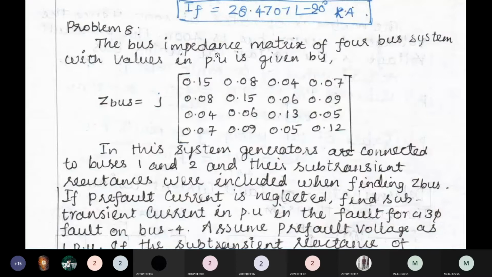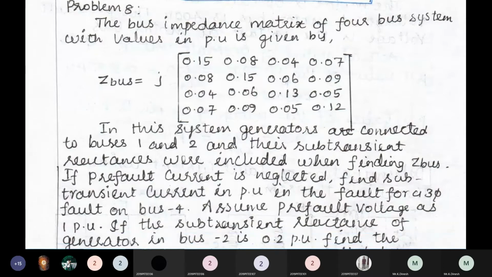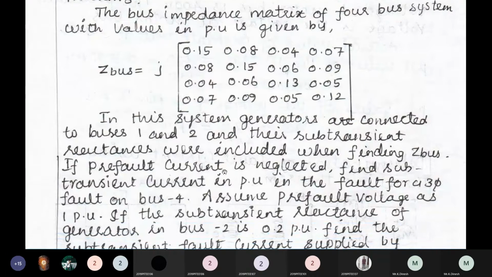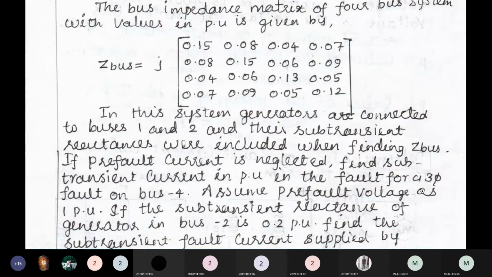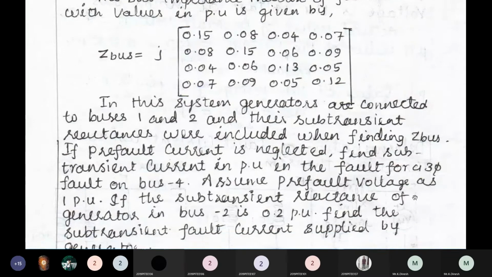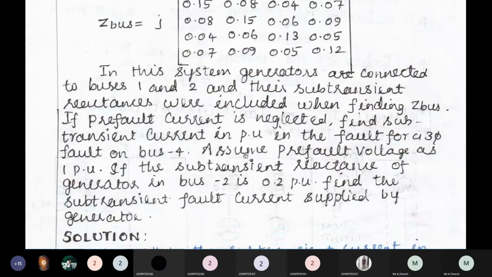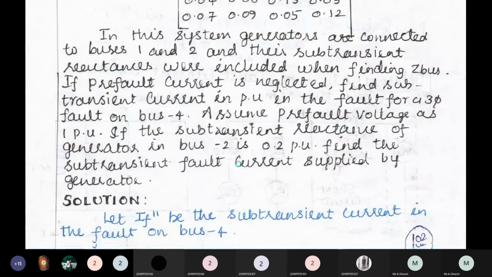In the question, they also specified the bus impedance matrix of the 4 bus system, with values in per unit given. In this system, generators are connected to buses 1 and 2, and their subtransient reactances were included when finding the bus impedance matrix. If the pre-fault current is neglected, find the subtransient current in per unit in the fault for a 3-phase fault on bus 4, assuming the pre-fault voltage is 1 per unit and the subtransient reactance of the generator at bus 2 is 0.2 per unit. We need to find the subtransient fault current supplied by the generator, that is G2.